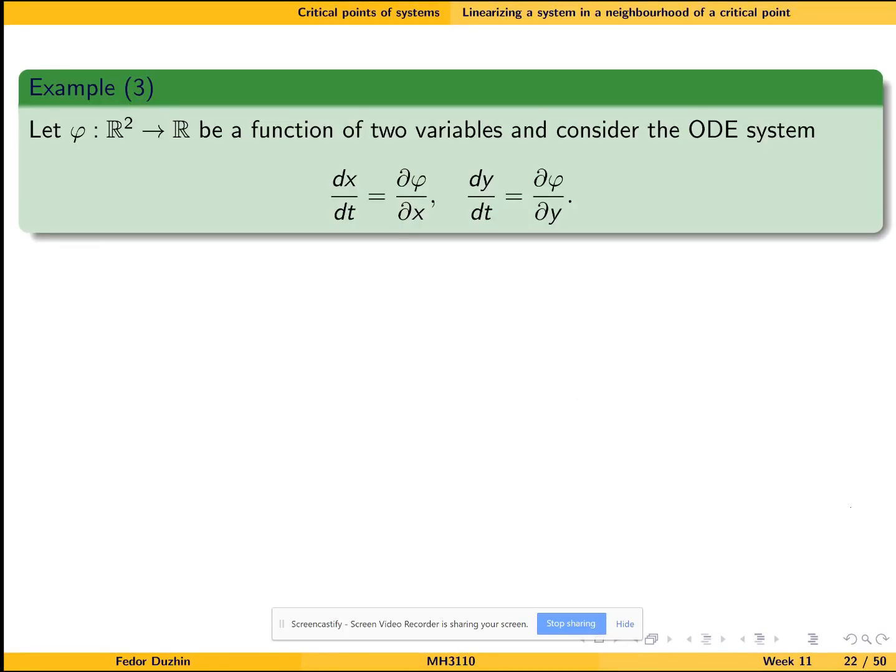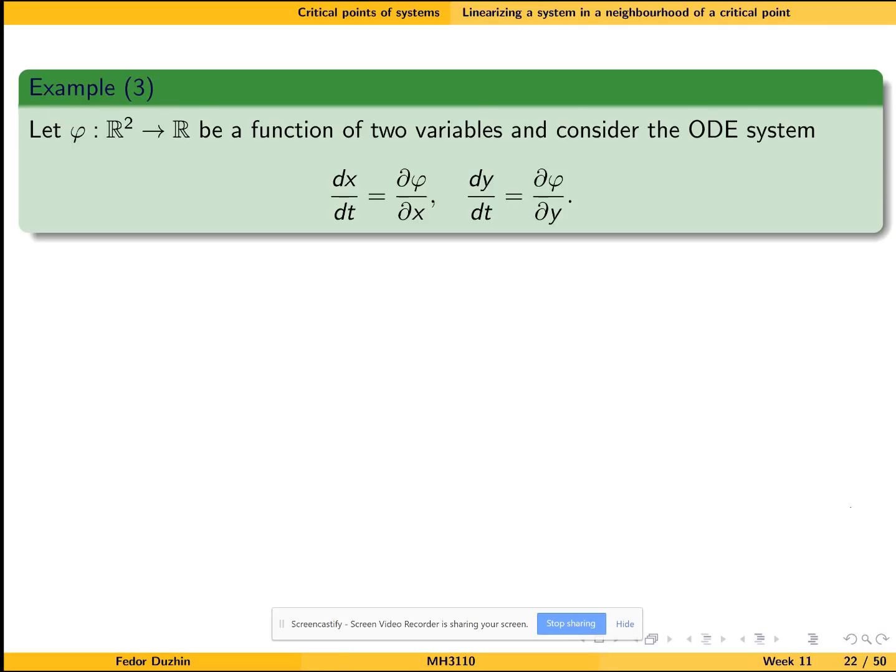So here is my next example. The purpose of this example is to relate types of critical points in differential equations to types of critical points in calculus 3, right? So suppose that we have a function of two variables, and consider the following system of ordinary differential equations. If it is hard for you to understand this, maybe you can imagine any specific function of two variables, like, I don't know, cosine of x plus y.